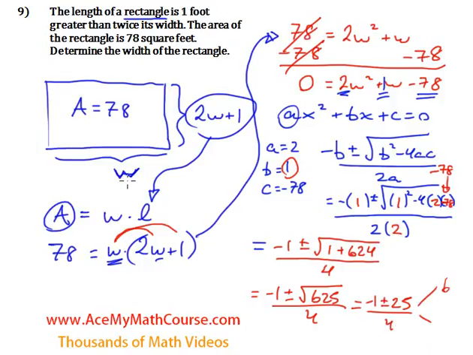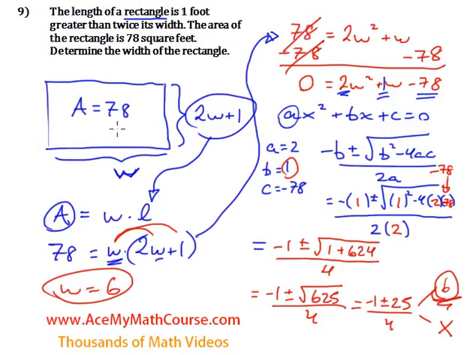And the width cannot be negative. The width needs to be positive in order for the question to make sense. So I'm going to reject this other answer. And 6, because it's positive, will be equal to W. That is the width of the rectangle. That would give us an area of 78 square feet.